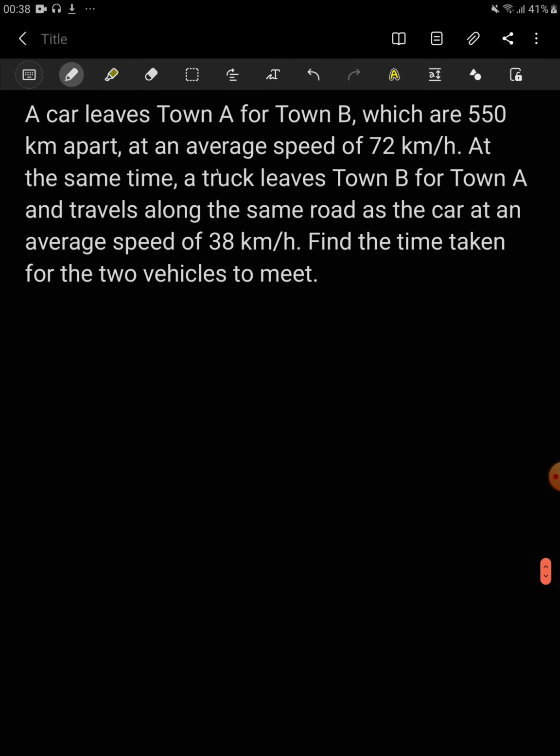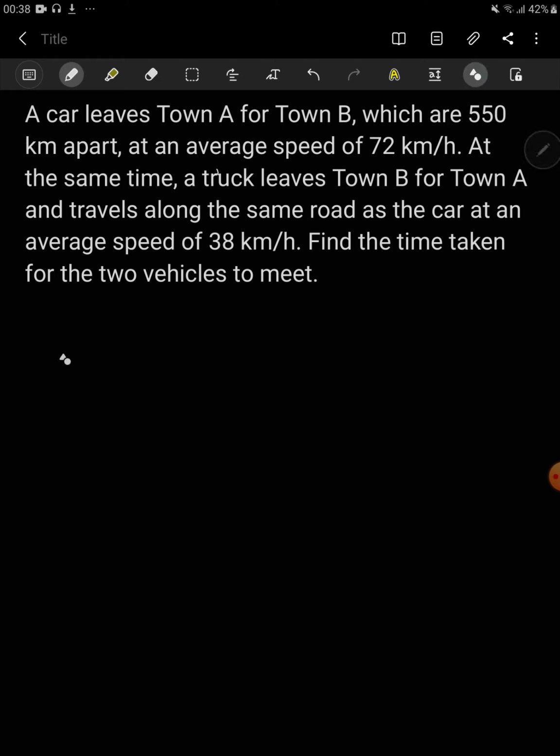A car leaves town A and B, which are 550 kilometers apart, at an average speed of 72 kilometers per hour. At the same time, the truck leaves town B for A and travels along the same road as the car at the average speed of 38 kilometers per hour. Find the time taken by the two vehicles.